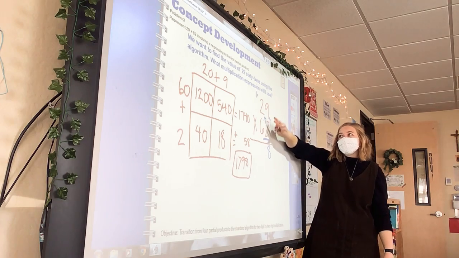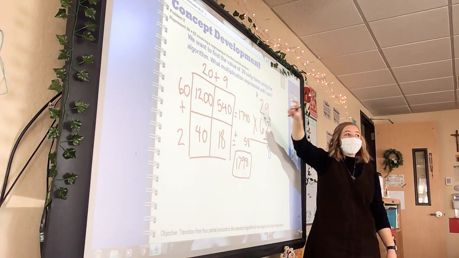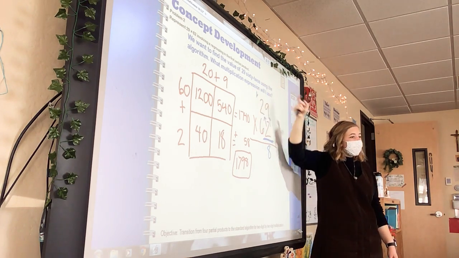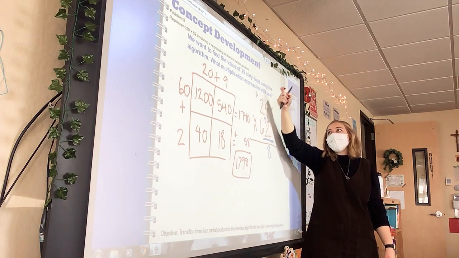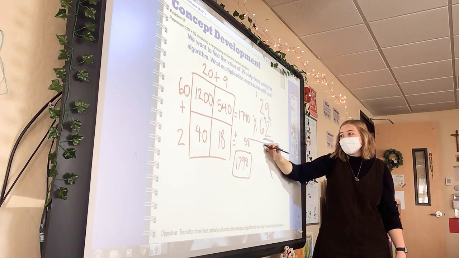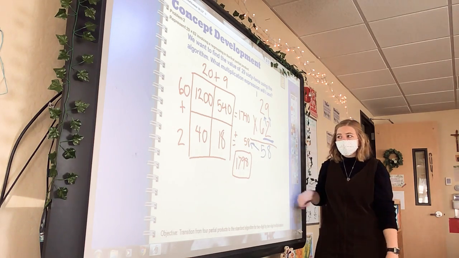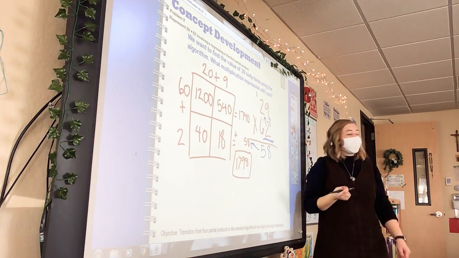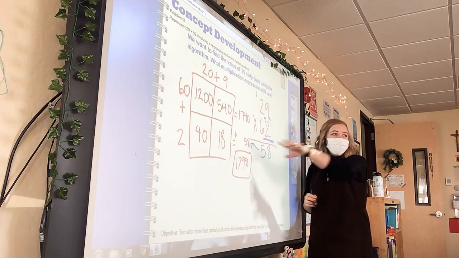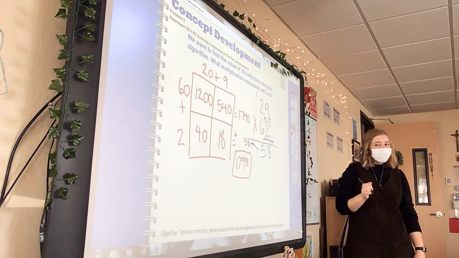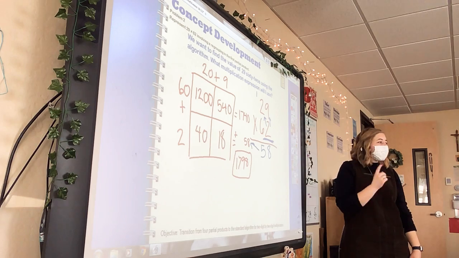Then we do 2 times 2, which is 4, and we add what we carried over. So 2 times 2 is 4, plus 1 gives me 5. Notice how it's the same partial product as over here. So on your homework, I'm going to want you to draw an arrow to that partial product that it matches.